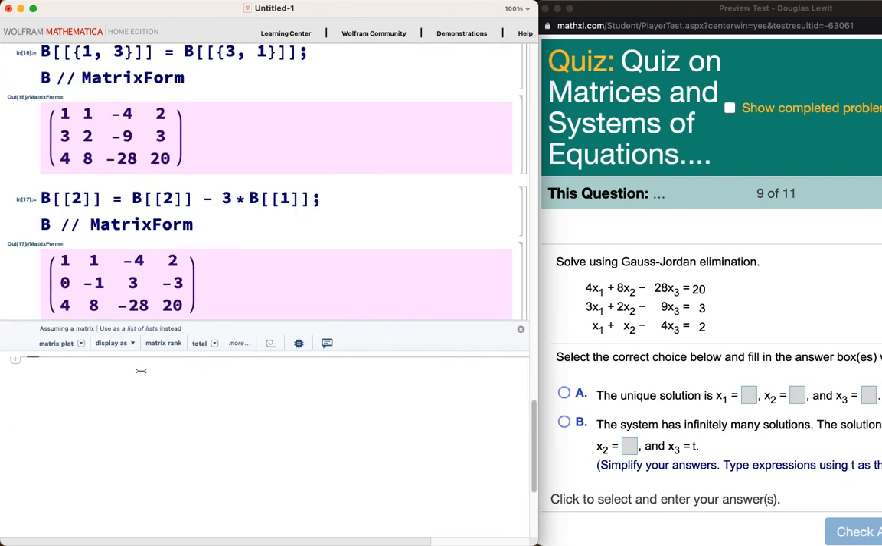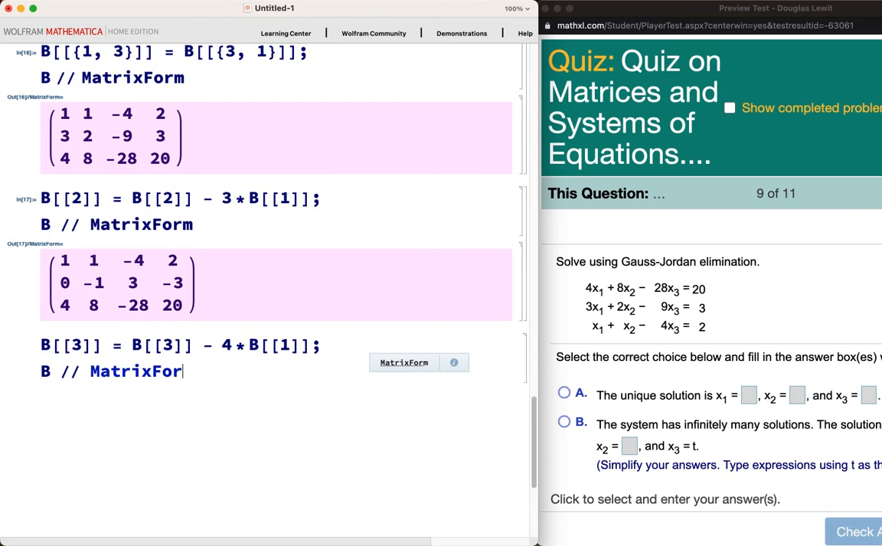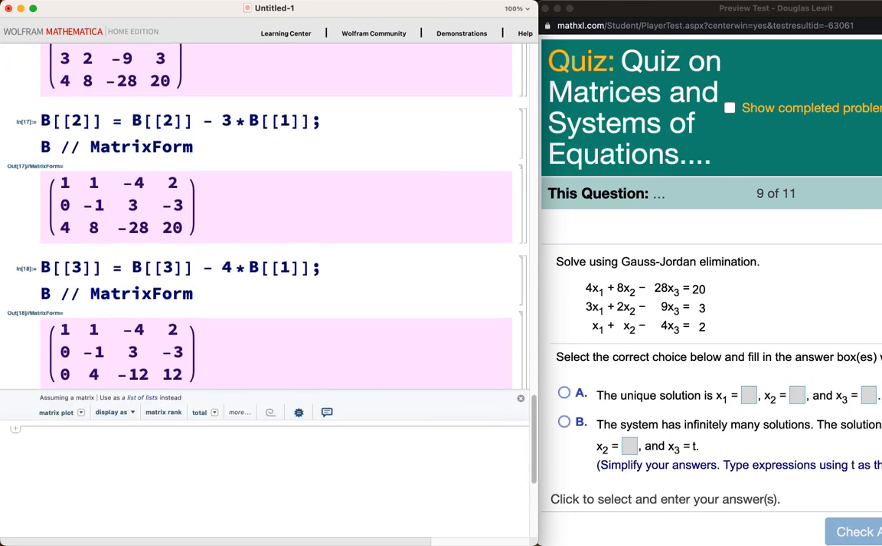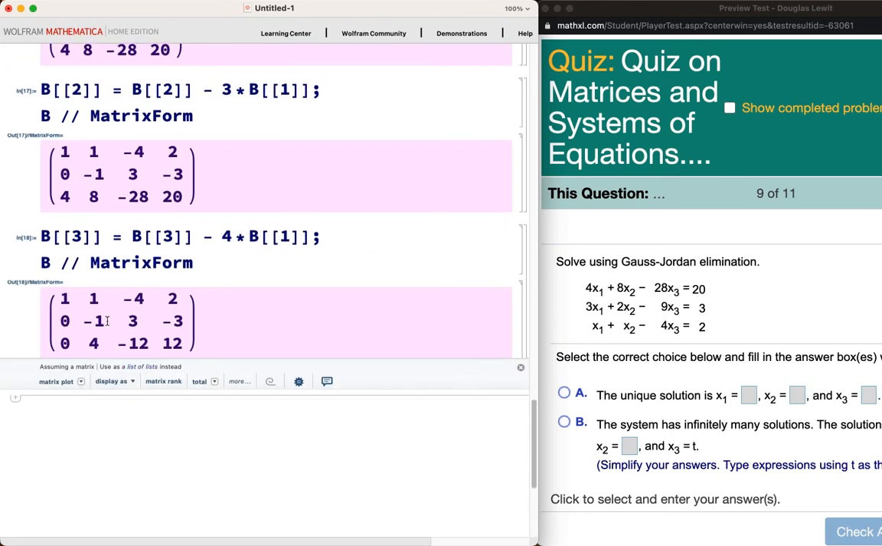And then I'm going to manipulate the third row. The new third row is equal to the old third row minus 4 times the first row. And let's see, matrix form. Okay. Now this has to get changed into, hold on one second.